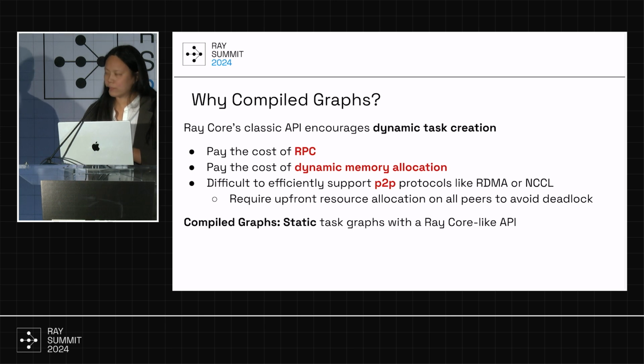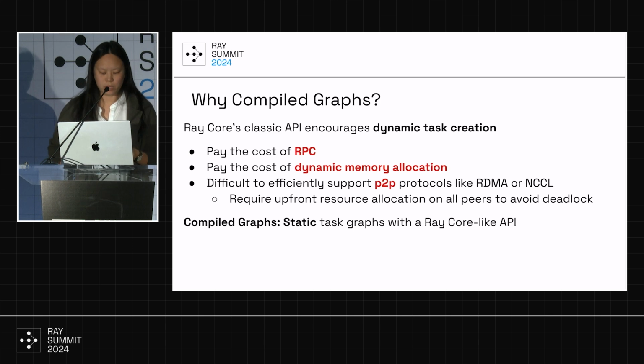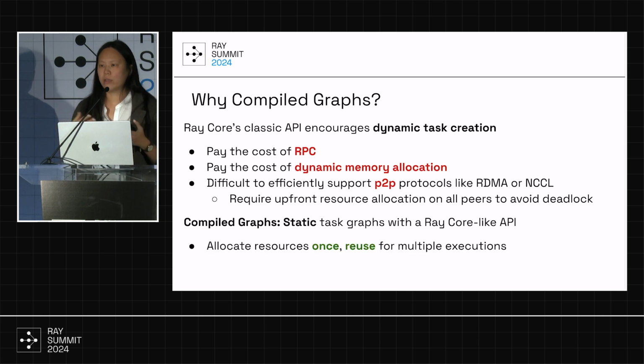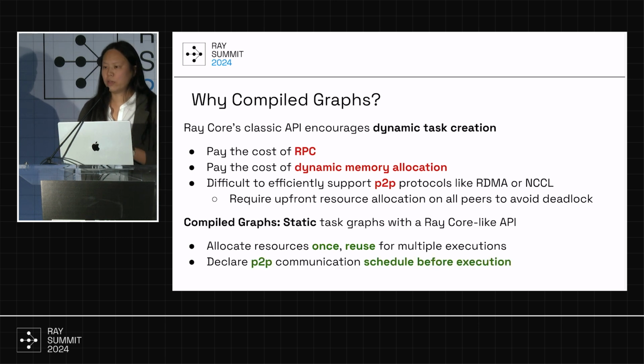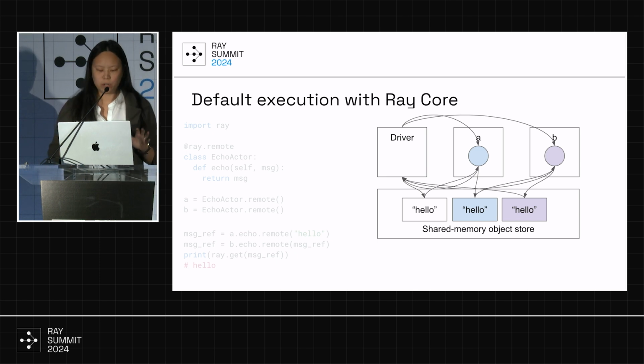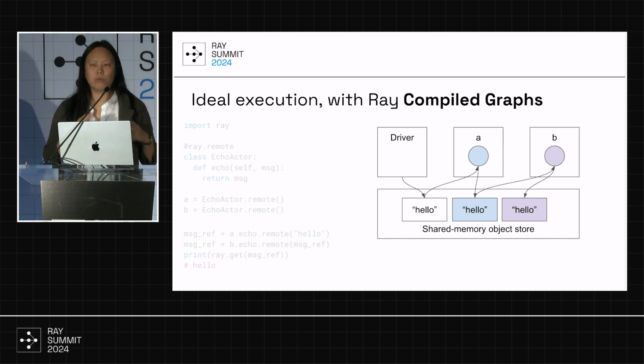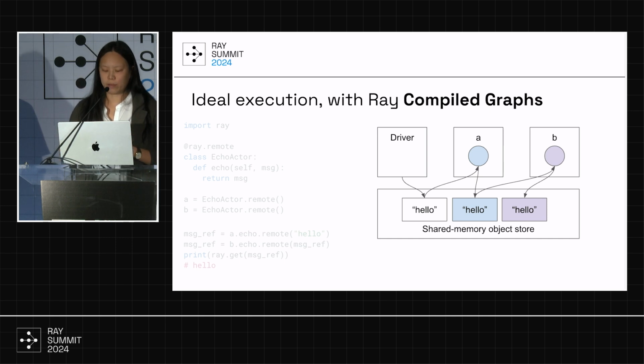And so in compiled graphs, the idea is to take static task graphs, which you can express with a Ray core-like API, but instead of allocating resources dynamically, we can just allocate them once and then reuse them for multiple executions. And the other great thing about this is that it now also lets us declare these kinds of peer-to-peer communication edges up front. And that way we can schedule them before the execution actually happens. And so just to give you this picture, what we want is to go from something like this to something more like this, where the only communication that's happening is along the path of the data.